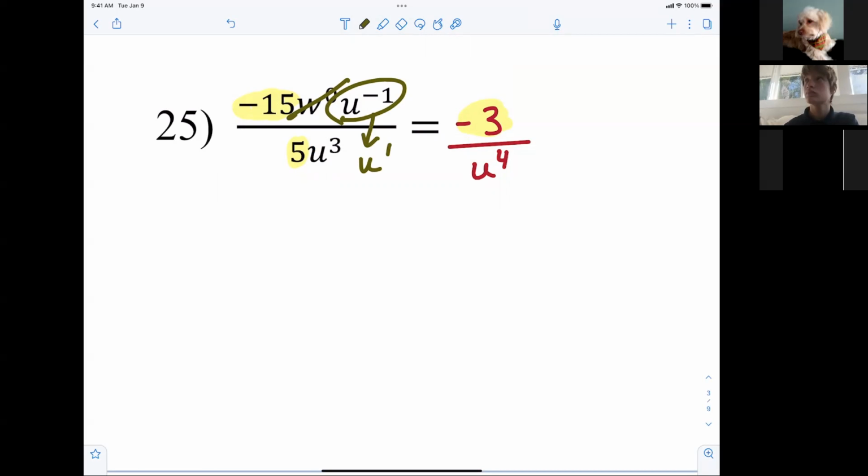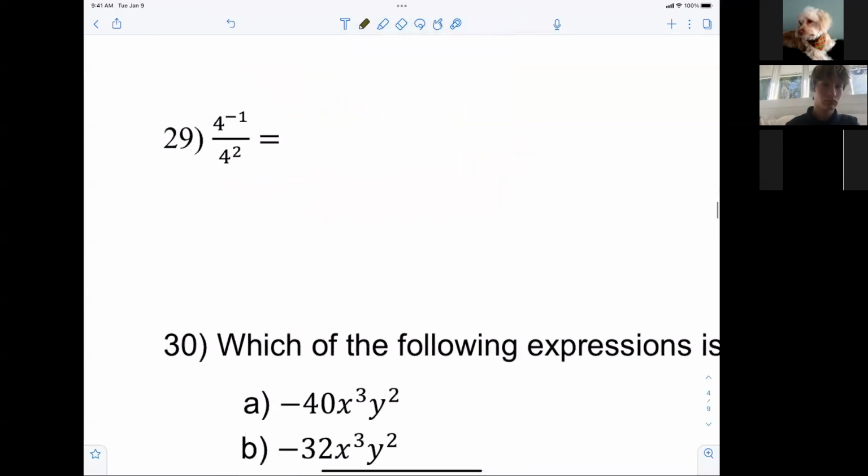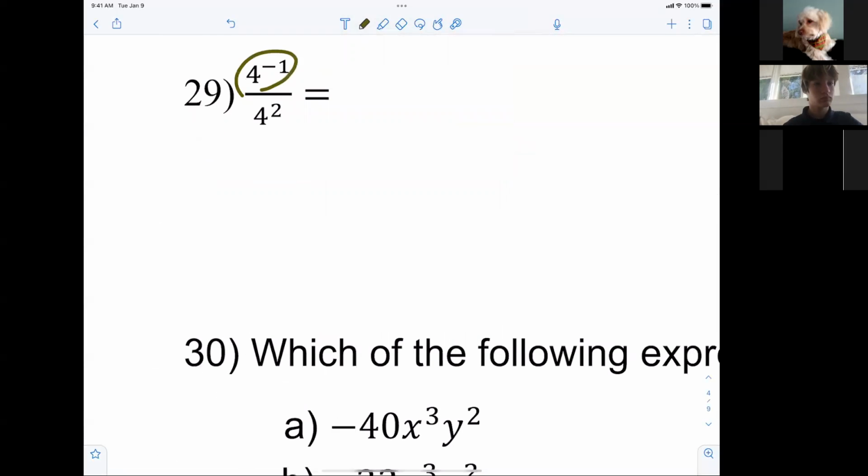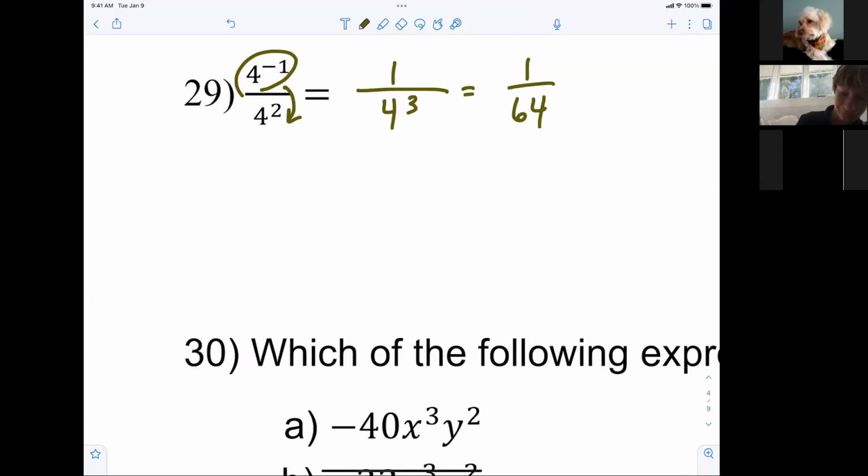Okay, got it. Here we go, 29. What is this 4 to the -1? Where does that go? On the bottom. So it's 1 over 4 to the 3rd power, which is 1 over 64. Now just type that in the calculator. Make sure you're good. There's no reason to miss these. Type in the fraction first, then do 4 to the -1 divided by 4 squared and see if you get 1 over 64. Don't take my word for it. I'm asking you to practice with your calculator. You should be doing it on your calculator to see if it's right.